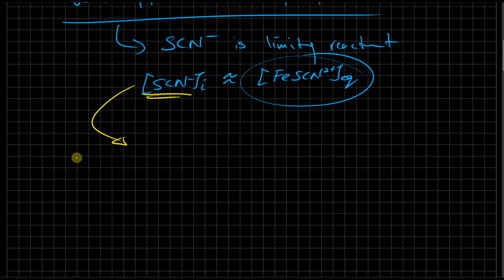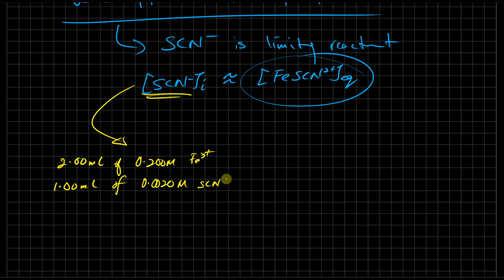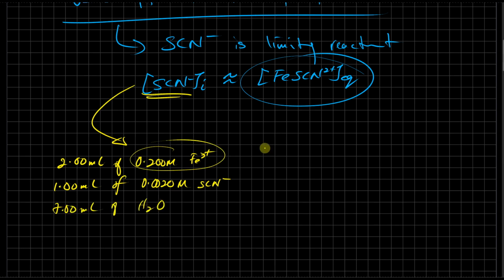So let's say in one of the beakers, you add 2 milliliters of 0.2 molar iron 3 and 1 milliliter of, let's say, 0.0020 molar thiocyanate. Notice this is the high concentration of iron. And let's say 7 milliliters of water, such that your total volume here is 10.00 milliliters.